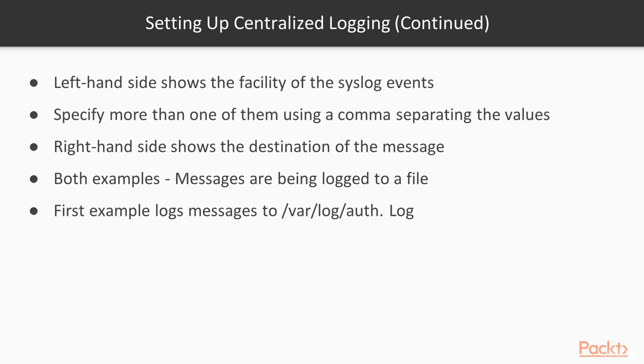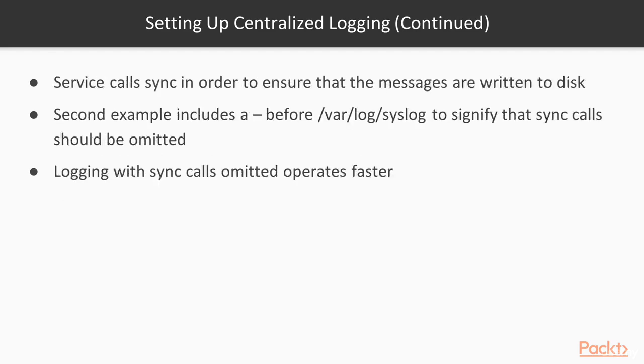The right-hand side shows the destination of the message. In both of these examples, the messages are being logged to a file. The first example logs messages to /var/log/auth.log. After each line is completed, the service calls sync in order to ensure that the messages are written to disk. The second example includes a dash before /var/log/syslog in order to signify the sync calls should be omitted. Logging with the sync calls omitted operates faster, but at the expense of potentially losing log entries during a system crash.